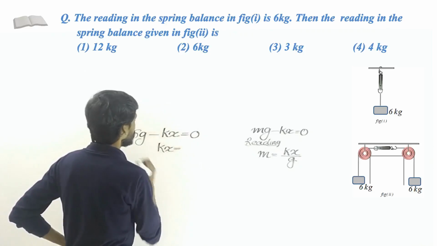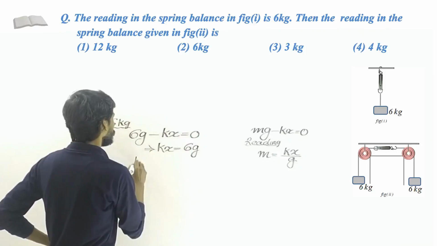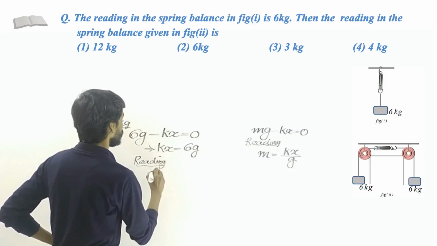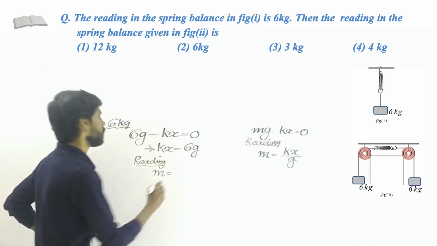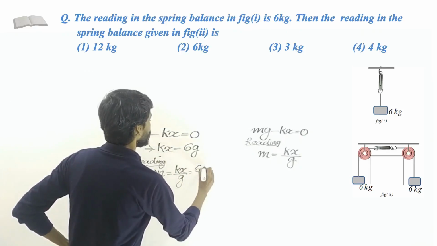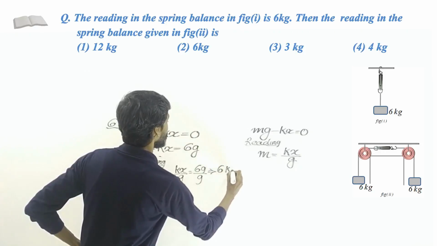So that equals 6g. So kx is 6g. So what is the reading as per our formula? The reading will give you the mass of the object. So the reading is kx divided by g, that means 6g divided by g. So we are getting the same answer, 6 kilogram only.